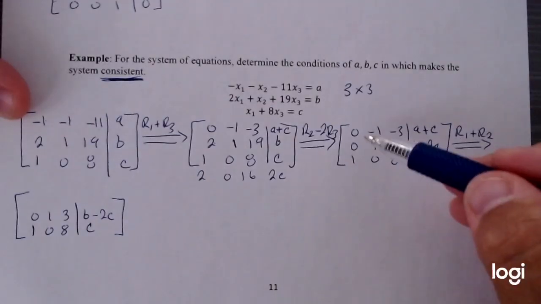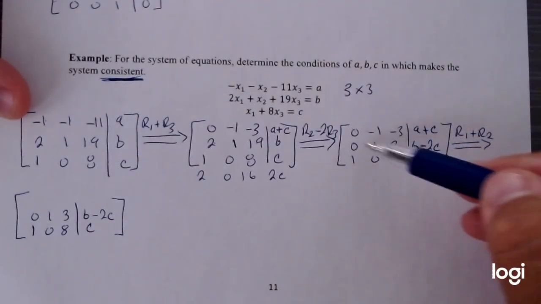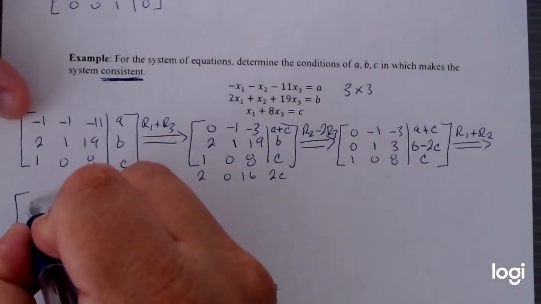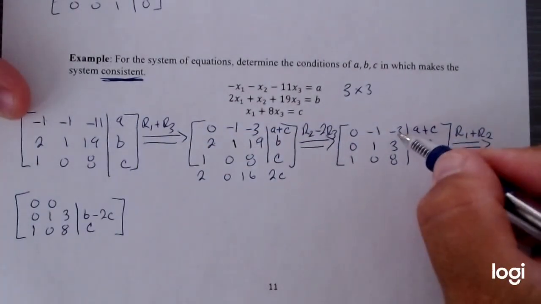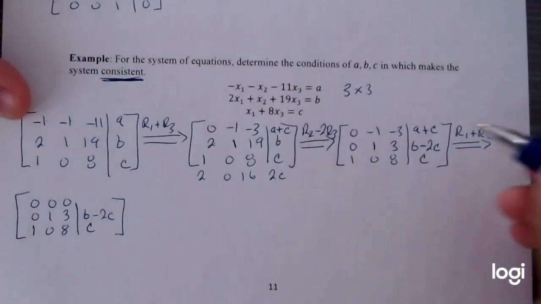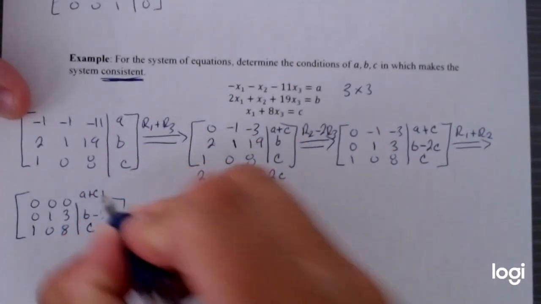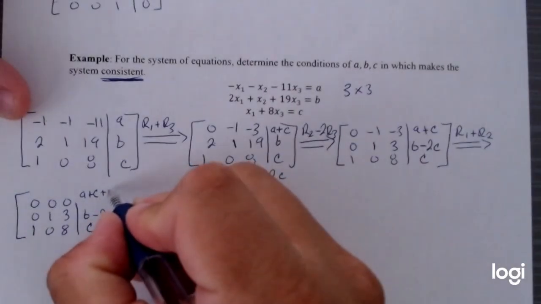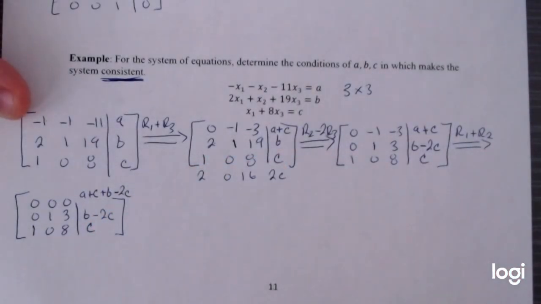So remember I'm adding, so row 1 plus row 2, these together, so 0 plus 0, 0, 0, and adding these up gives you A plus C plus B minus 2C. Okay, so that goes there. I'm going to add a space.